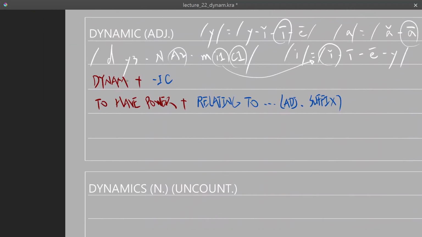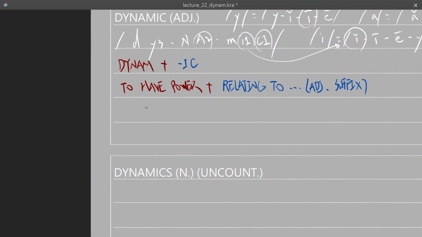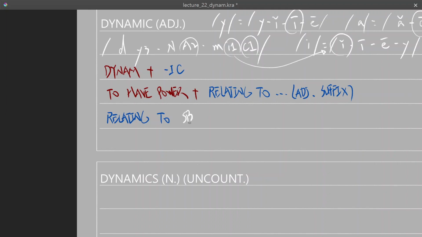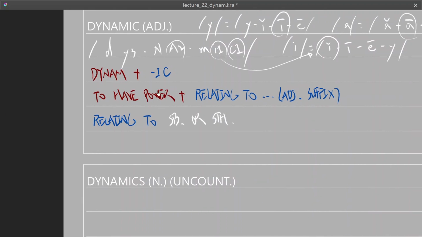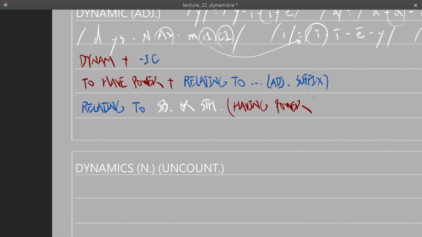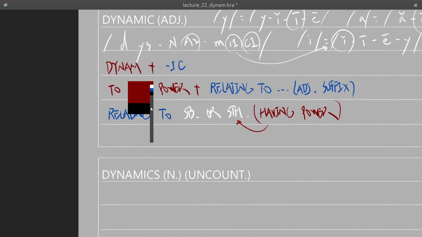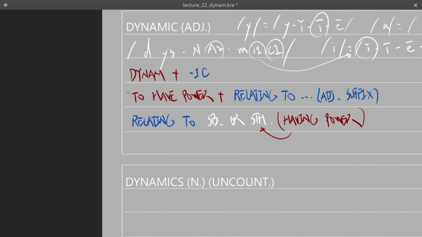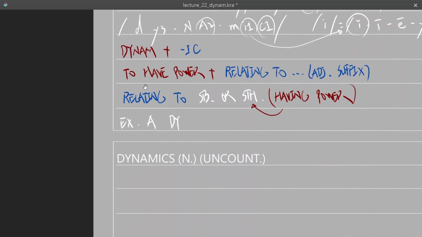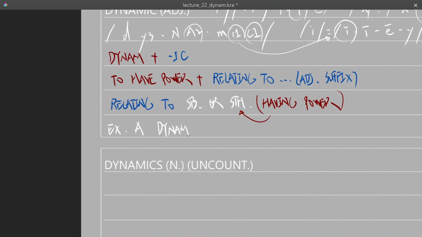So dynamic literally means what? It means relating to somebody or something having power. That's it. Having power. So for example, to describe a person, we could use dynamic. We could say a dynamic person.